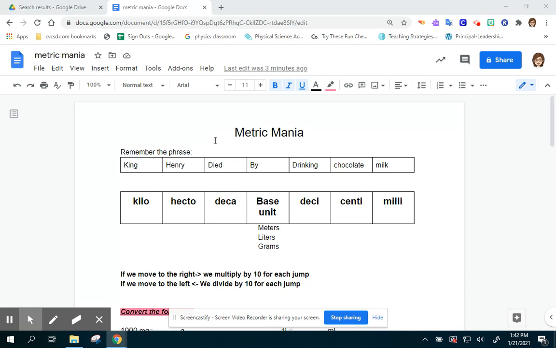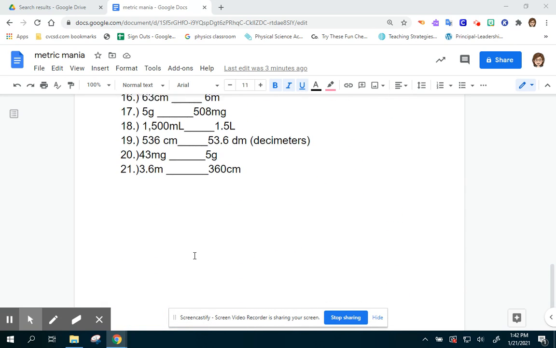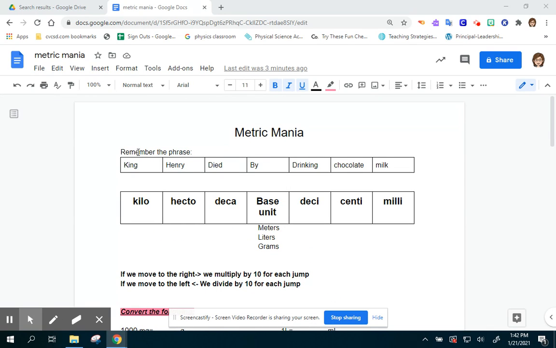I'm going to have you guys work with me on the top page, and then the second page is one where I want you to actually do the work on your own. So, first thing I want to say is this phrase is extremely important. I still use it to this day to remember the steps of the metric system. And the phrase is King Henry died by drinking chocolate milk. Now, you might have learned a different phrase, maybe something a little less deathy. I don't know. But this one works well for me. This is one that I learned when I was in elementary school and it's stuck in my head. So, King Henry died by drinking chocolate milk.